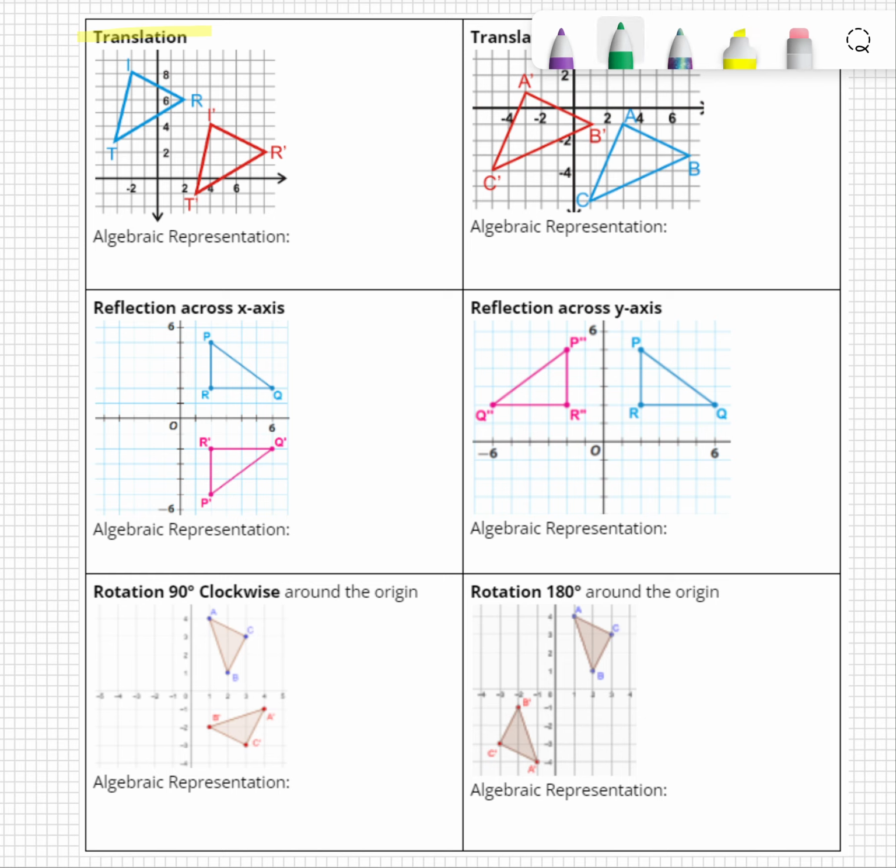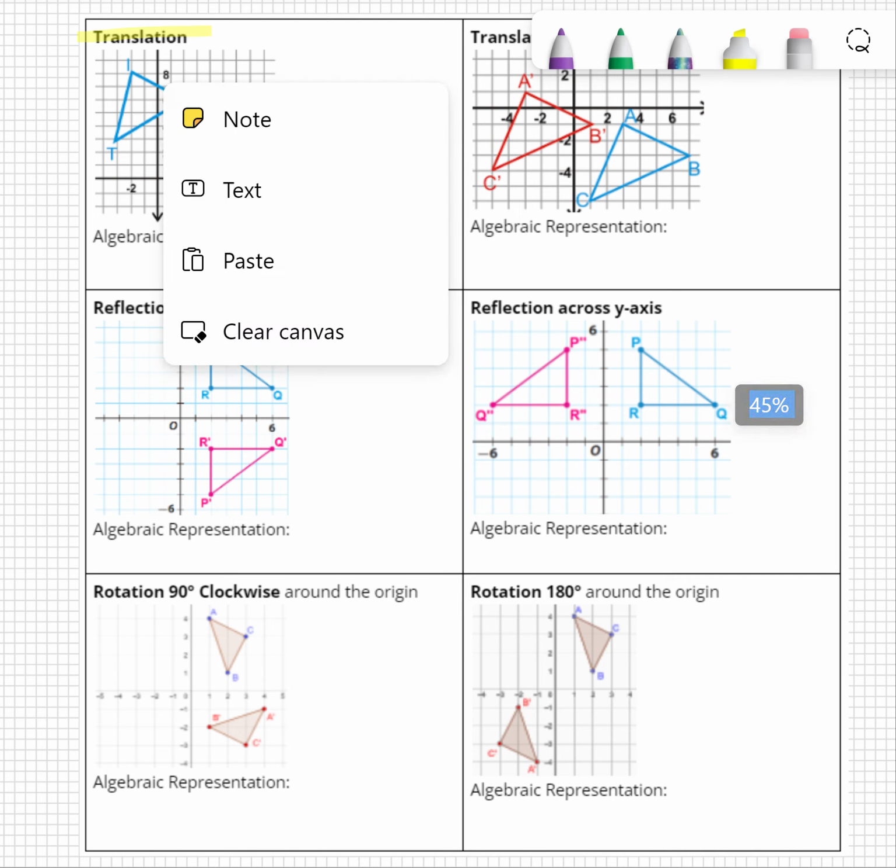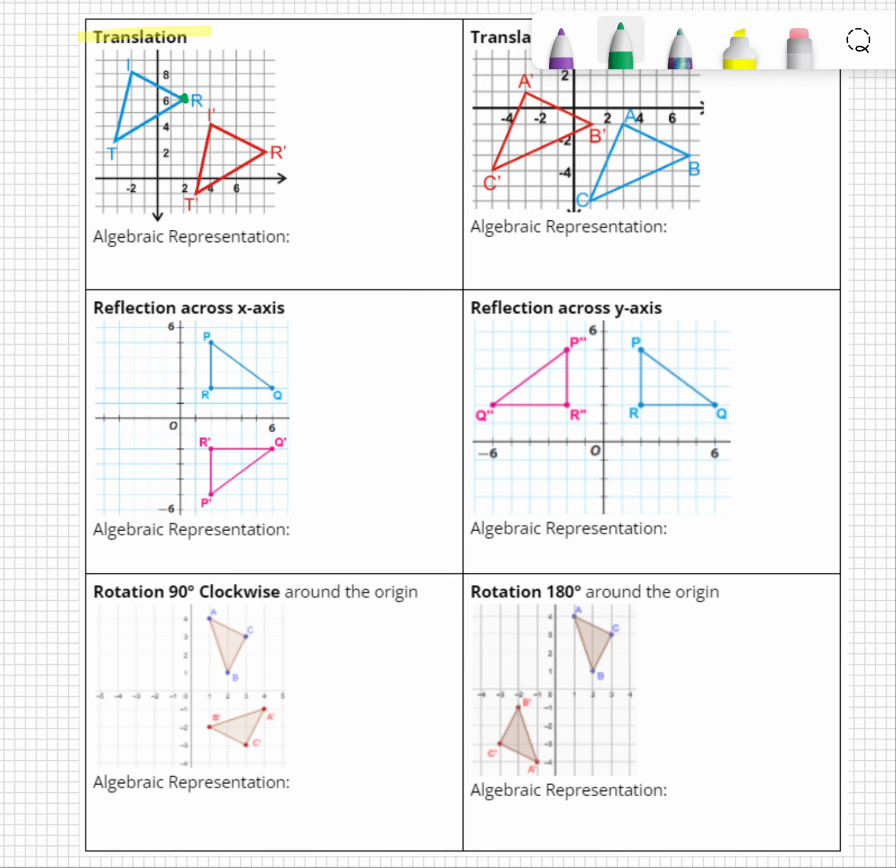Looking at this first example, I'm going to start by focusing on point R. So point R is right here. And point R ends up at R prime, which is here. And I'm going to look between those 2 points to see how this shape shifted. It shifted this many units to the right, and then this many units down.